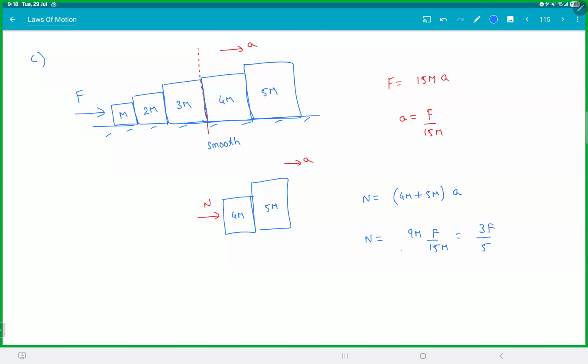Is the process clear, everyone? I could have taken the left one, then the FBD would be F minus N is equal to 6mA. You would have got the same thing. Doesn't matter which part you take, the answer will come the same. Any doubts on C part?